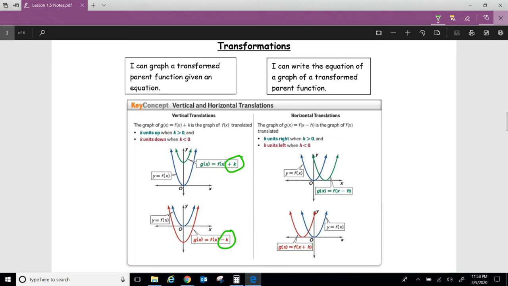For our horizontal transformation, remember that's when the transformation is occurring inside the function. There it is, inside the function, and it does the opposite of what it says. So if h is a positive number, it's going to go to the left. And if h is a negative number, it's going to go to the right. So it does the opposite of what it says.